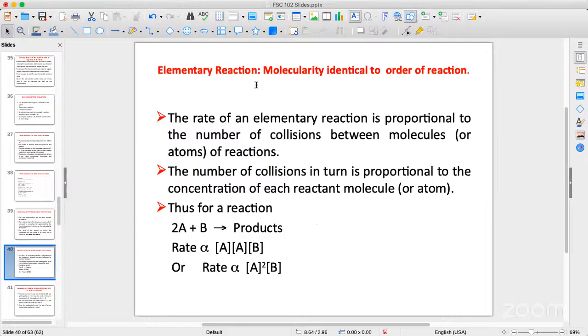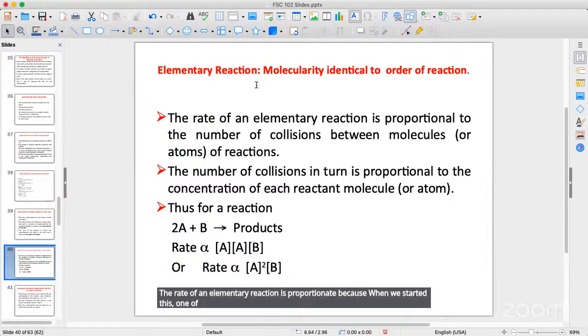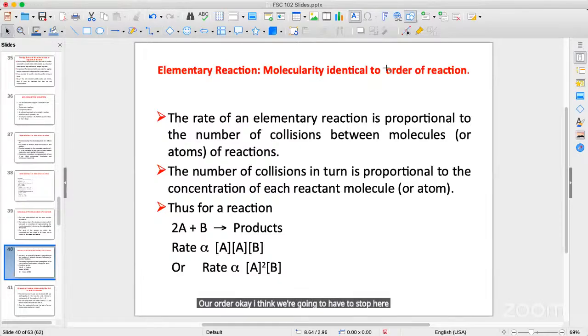Now, the rate of an elementary reaction is proportional, because when we started this, one of those things I said was that, remember when I was talking about our order. Okay, I think we're going to have to stop here so that I can take your questions.